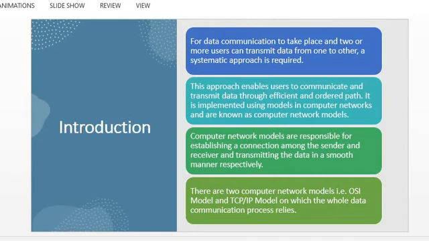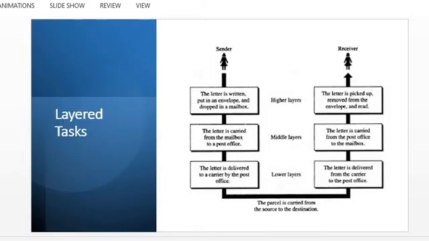So immediately after looking at the OSI reference model, we'll go on to look at the TCP/IP model and also make comparisons along the way of the two models, the OSI reference model and the TCP/IP model, so that we get to appreciate the similarities and differences between these two models. And the OSI reference model introduces the concept of layers in communication.